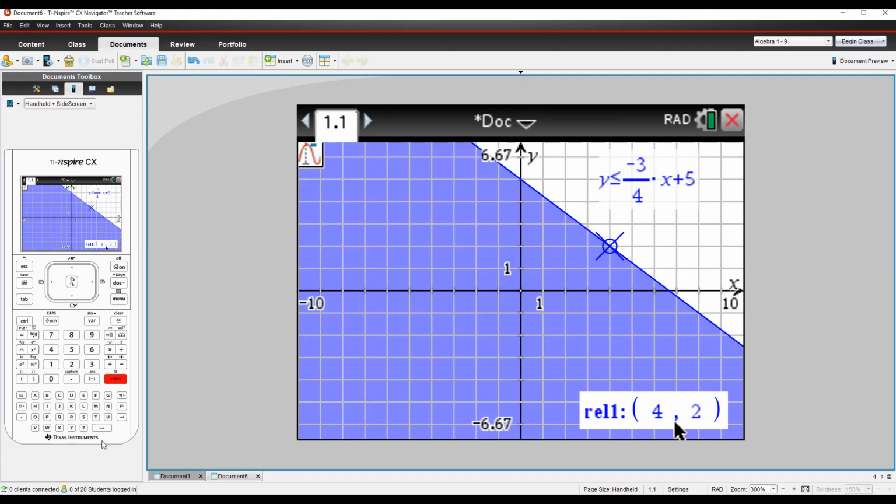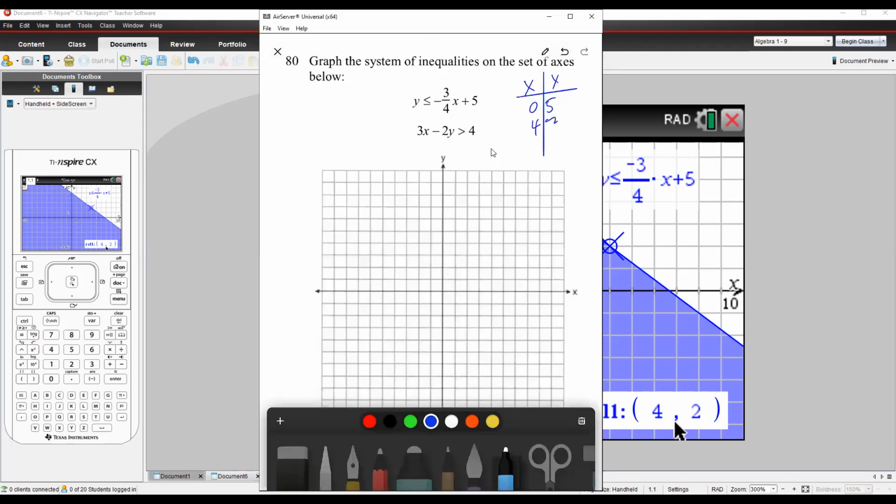So let's look at my iPad. On my iPad, one of the points is 0, 5. So 1, 2, 3, 4, 5. I put it there. And the other one was 4, 2. So I go over 1, 2, 3, 4, and then up 2. Now that's my two points.